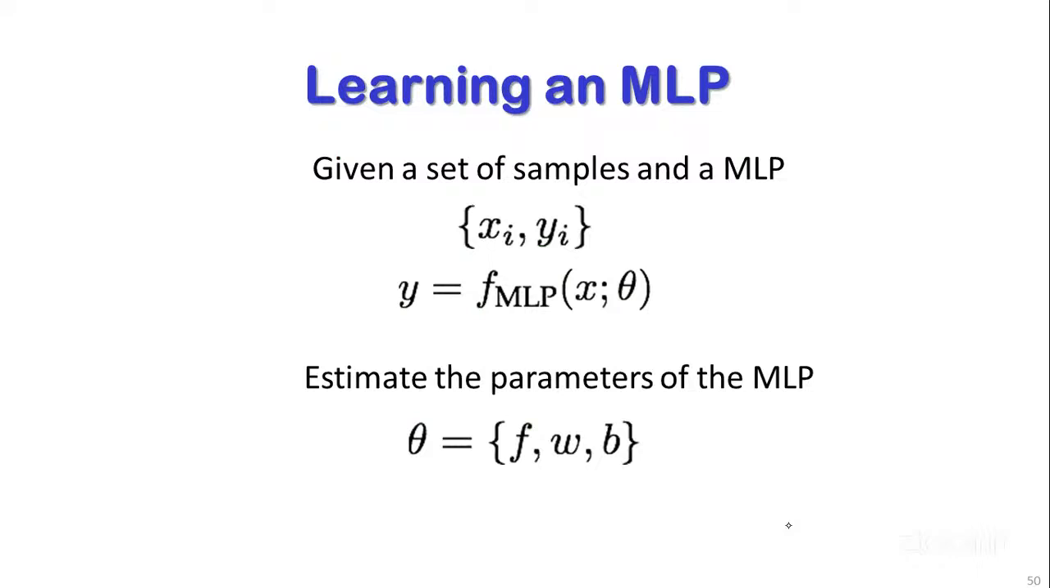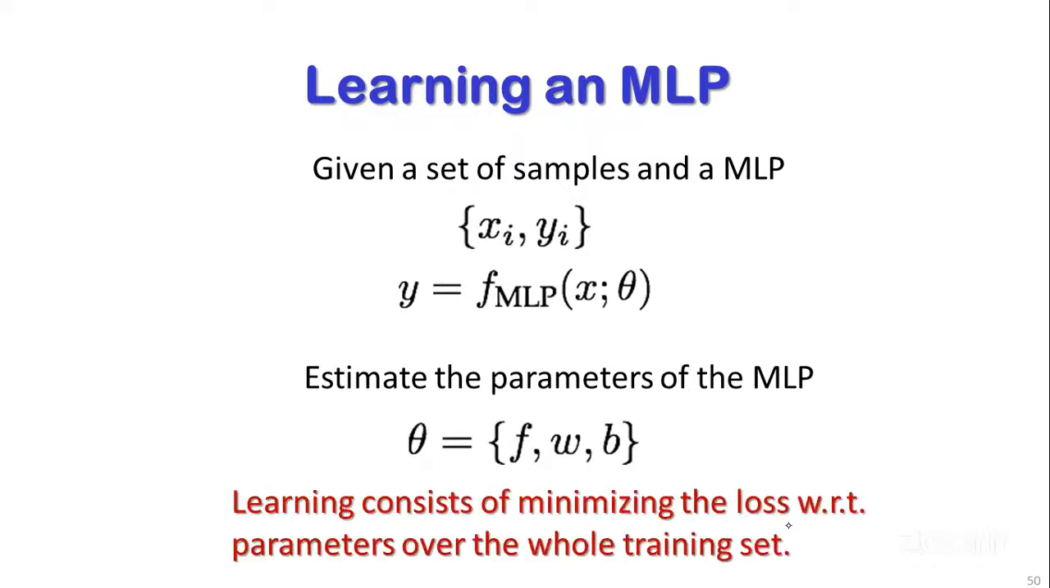So now we come to the learning of multi-layer perceptron. You can say that this is the set of samples, and you are learning this multi-layer perceptron. We are representing the parameters by theta. Whatever parameters I showed you were particular to the network I showed you. Your network will be different, the parameters will be different. So let us say what my parameters are here: the activation function F, W, and B.